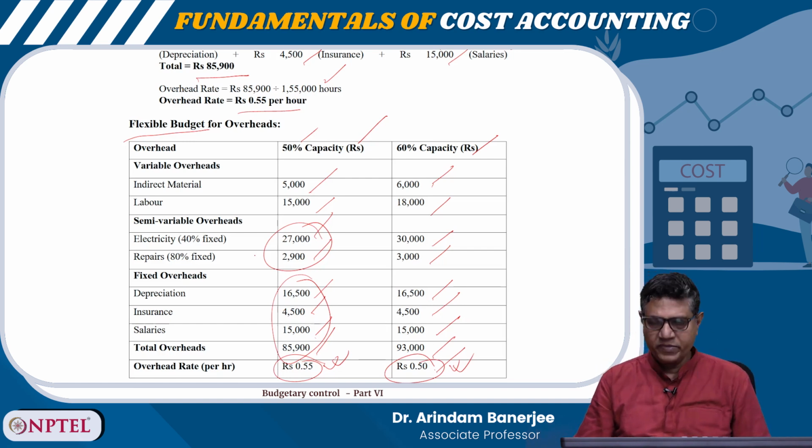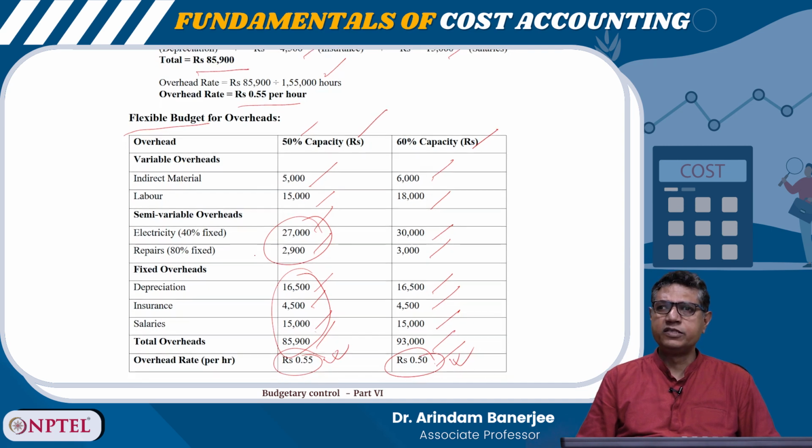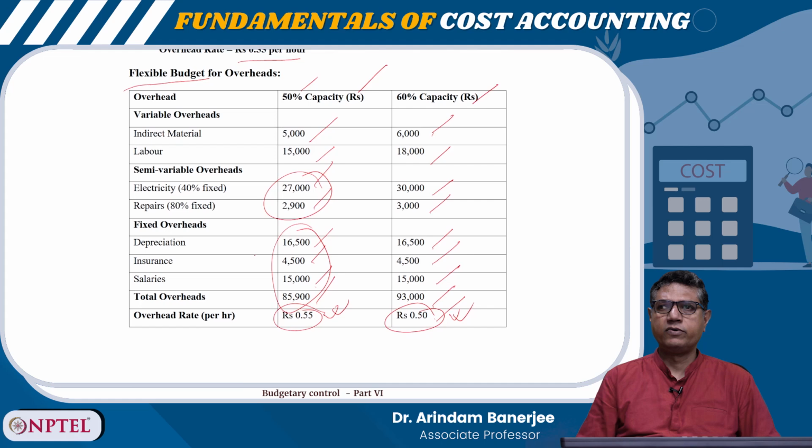Okay, fine. You can try this problem with a 70% capacity level on your own, and you can check what overhead rate you get at say 70% or 80% or 90% capacity level. Okay, so this was our first problem. Let's go to the next one.